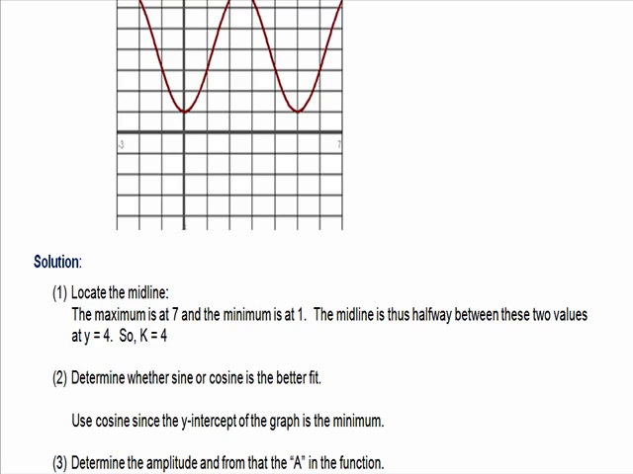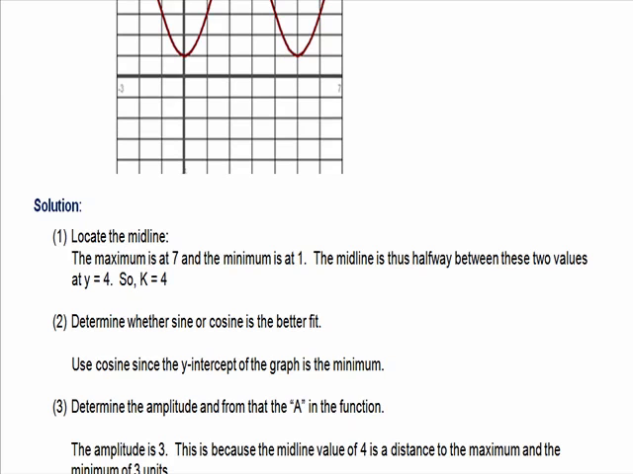Now, we'll have to be a little bit careful because remember what our cosine function typically looks like. Remember, our regular cosine function intersects the y-axis at its maximum. This one intersects the y-axis at its minimum. That we're going to address here in step number 3.